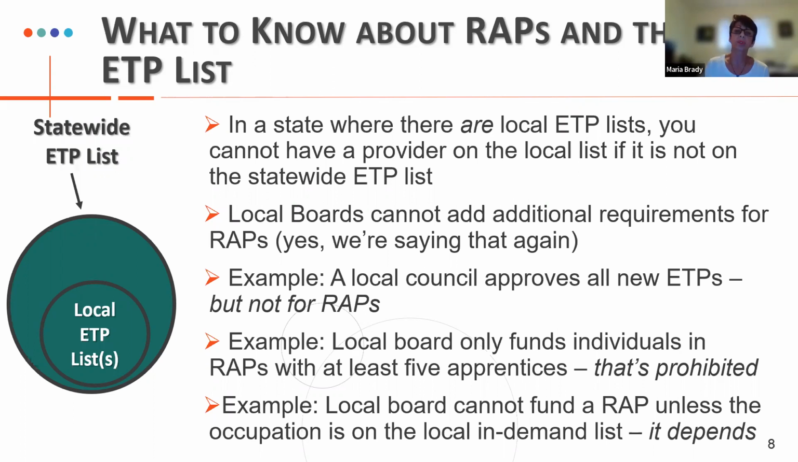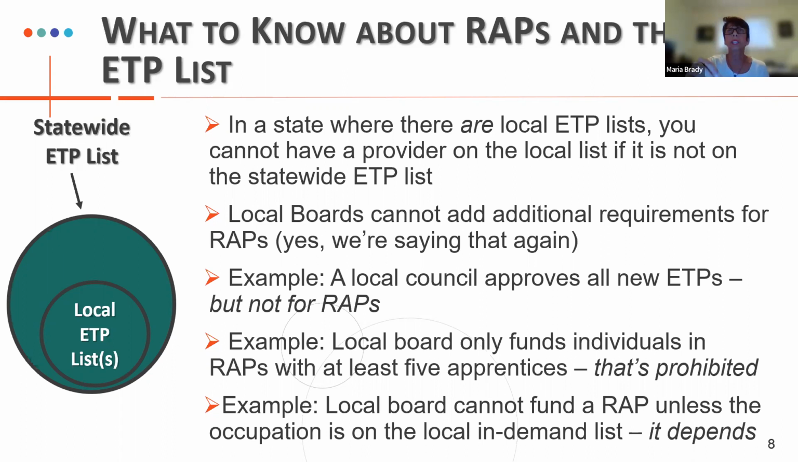Now, I've actually seen this, and for some reason, 5 is the magic number. I've seen this in a lot of states and in a lot of local areas where they have local ETP policies. Where they say we'll only give an ITA if there are at least 5 apprentices on board. You can't do that. That is prohibited.